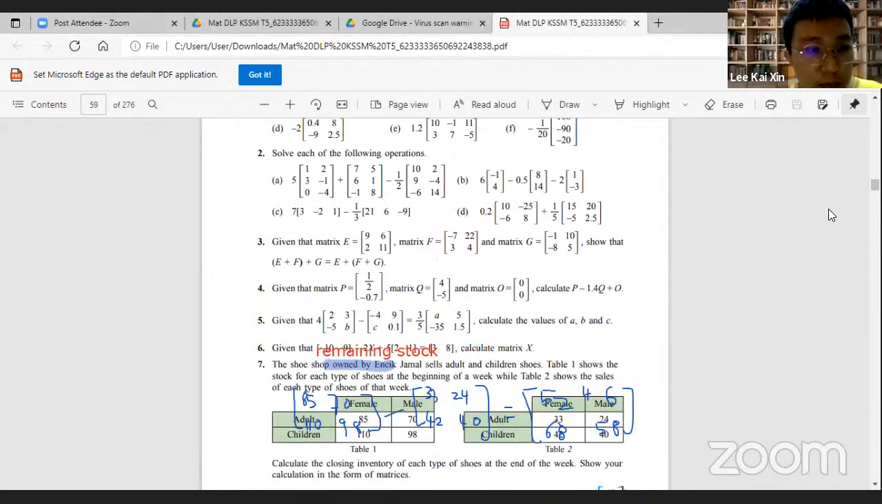Okay, so first I want to ask, do you all have any questions regarding multiplication with a single integer? Do you have any questions?